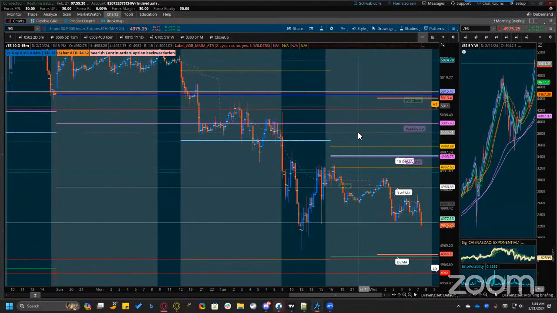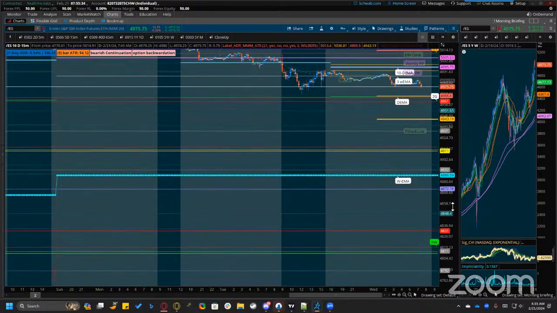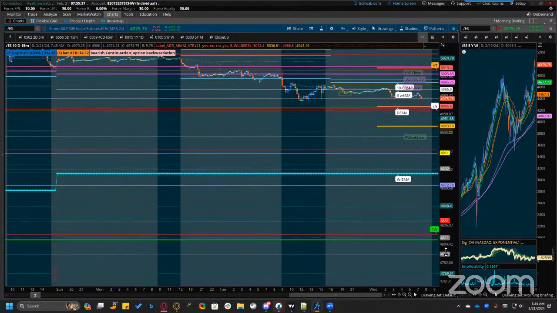Sorry, we're underneath the weekly pivot point. That puts us in a bearish posture right off the bat. We talked about that yesterday. And the put wall is all the way down at 48.11, which is a COG line, center of gravity. That's a long ways off.